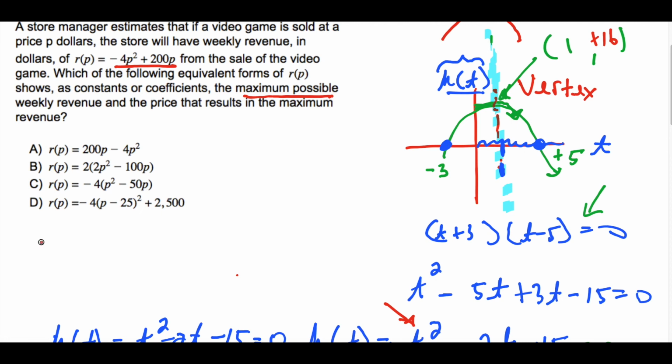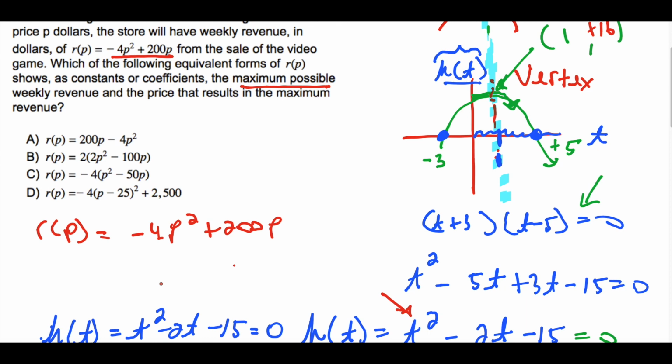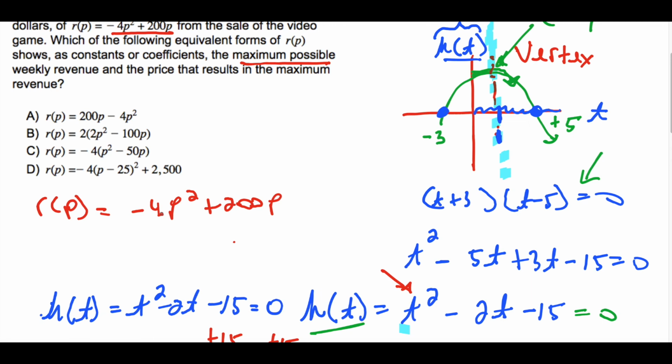R of p equals negative 4p squared plus 200p plus 100. And wait, let me pause. So what you want to do first is you want your coefficient to be 1. Like when you complete the square, you don't want to complete it with a 4. Oh, okay, so basically factor out the negative 4.